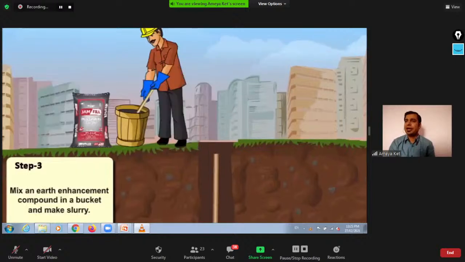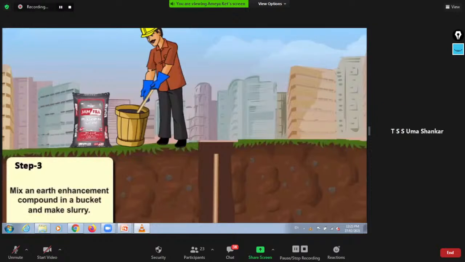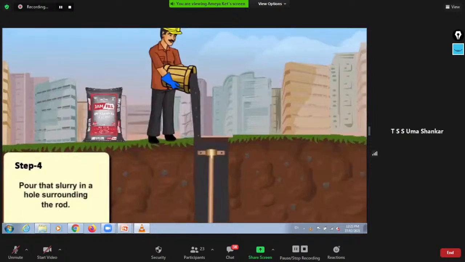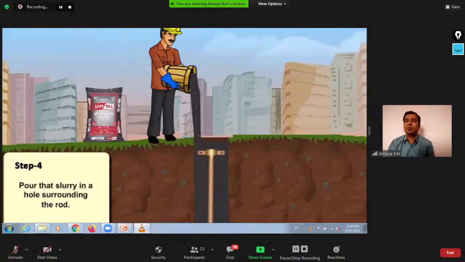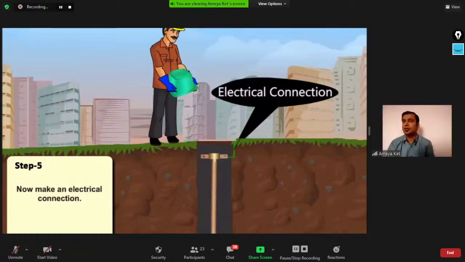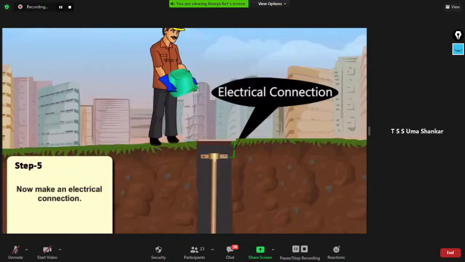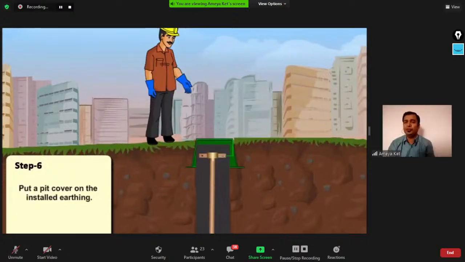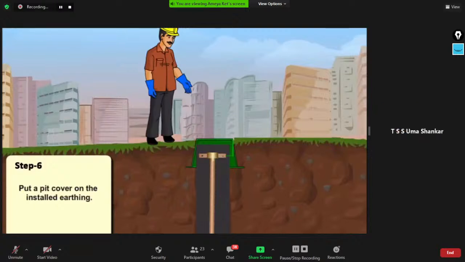It will be like a ready-made Maggie packet. We just need to dig it, particularly for 3 meters, and we need to install that copper bonding rod, and we need to pour that in that particular well, and we need to make the electrical connection, simple as we seen on the video. That's very simple.